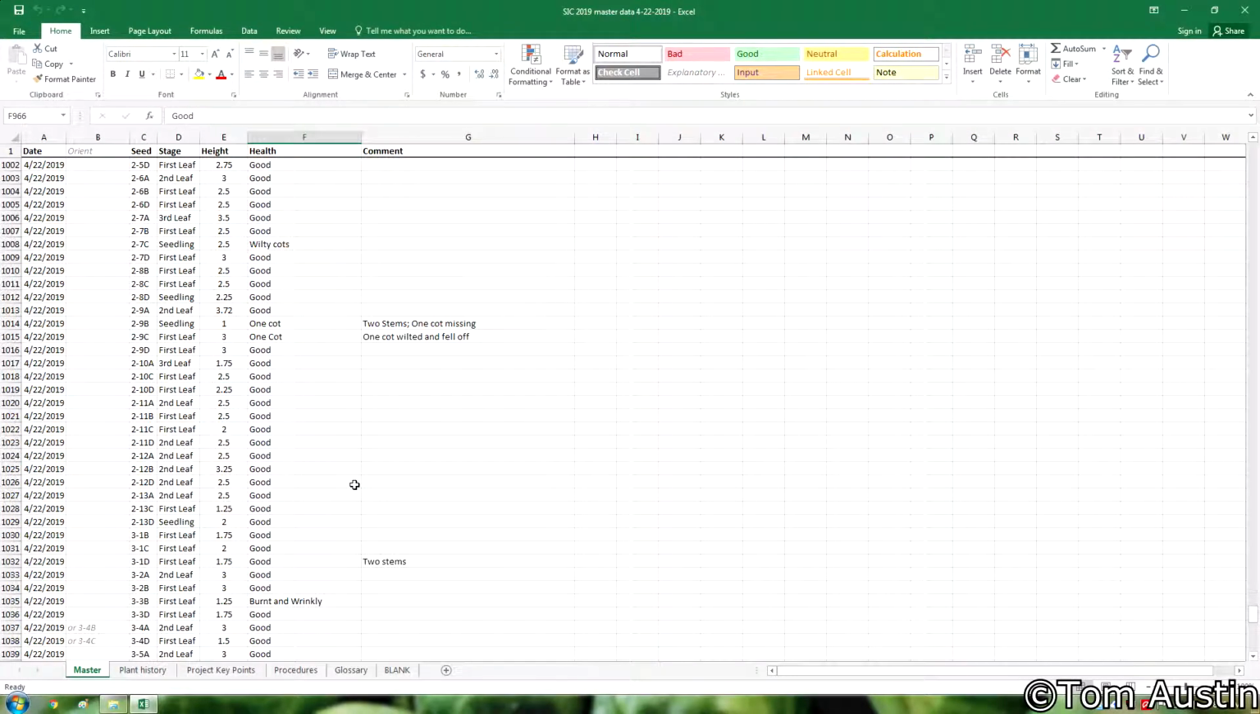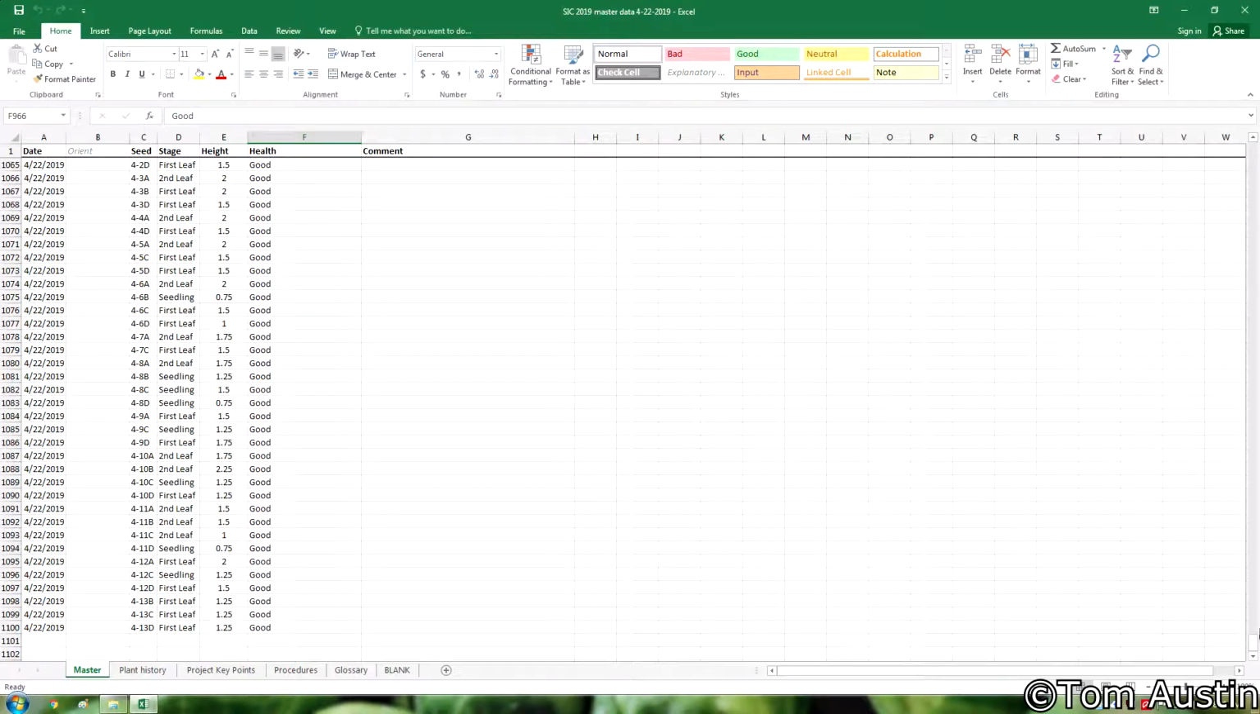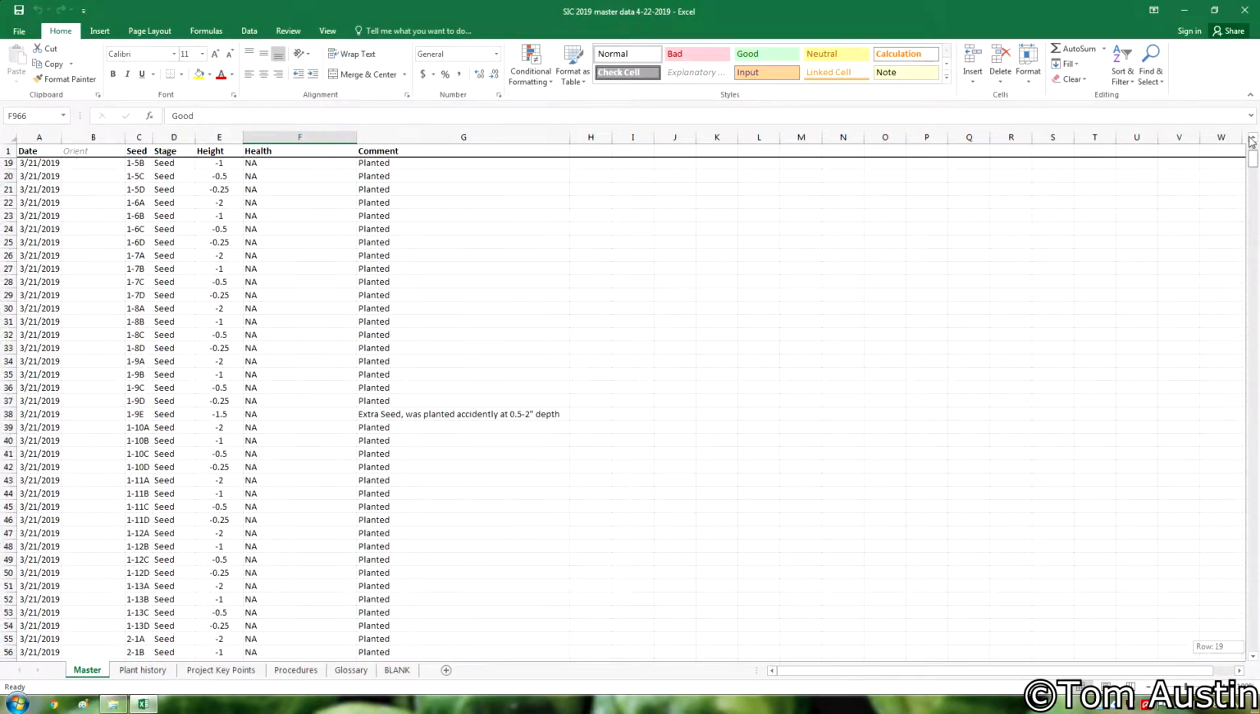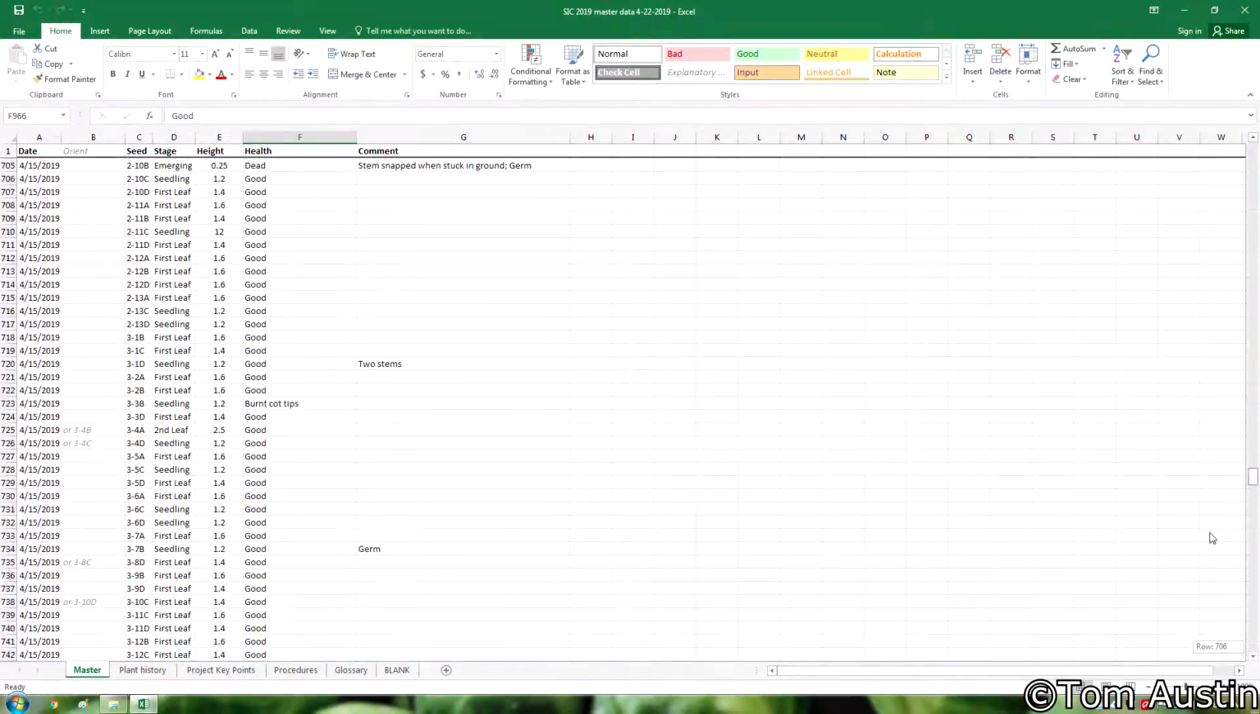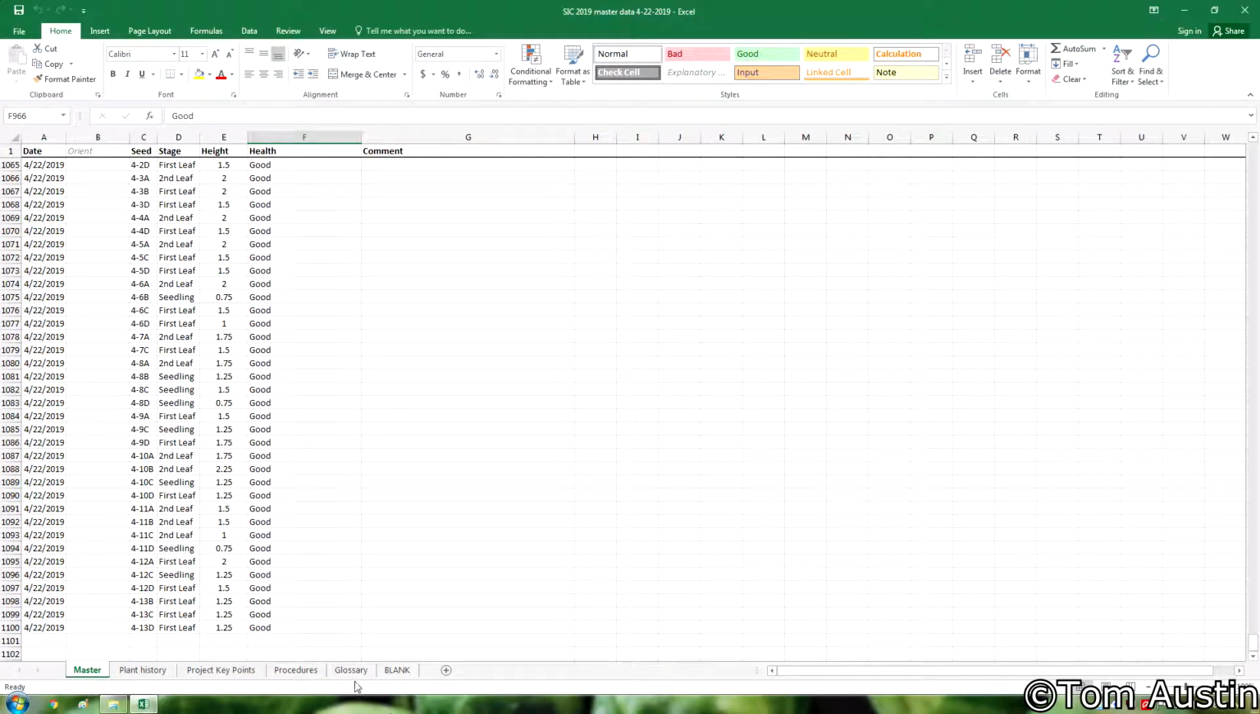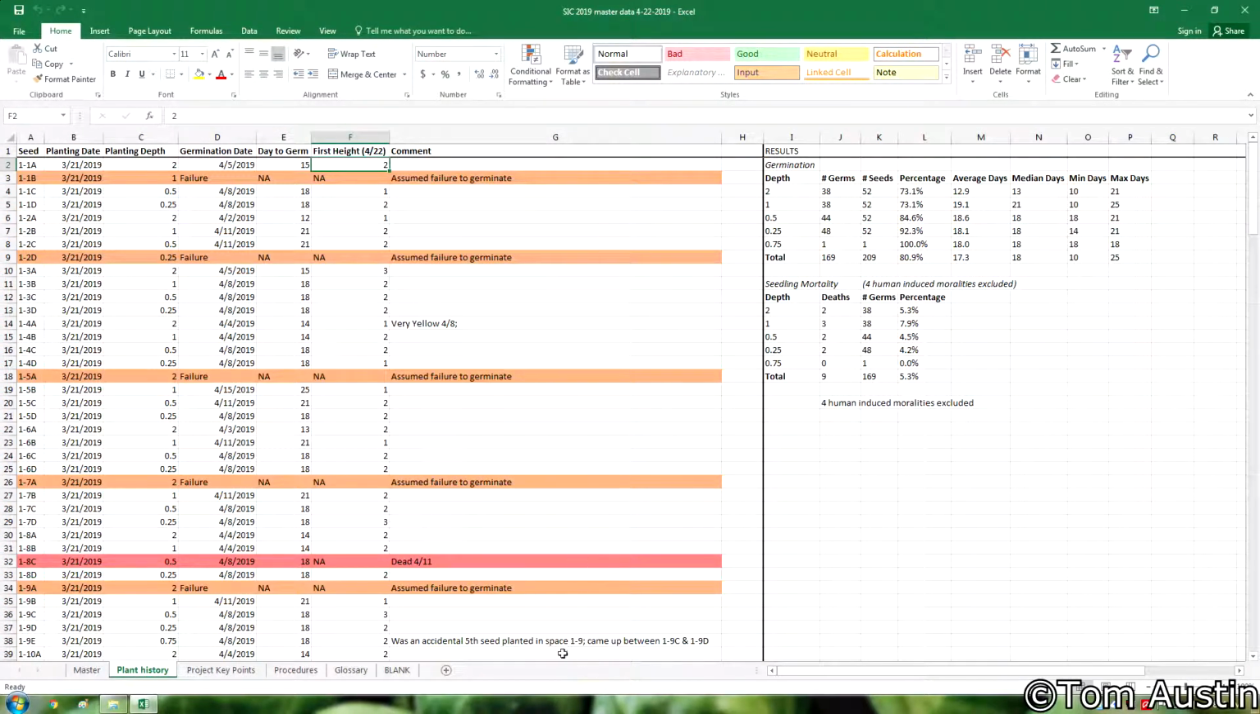So here's the actual master with data points for all plants across all time in some form of codified manner so that I can understand it. And maybe someone else potentially could understand it, but I doubt that.